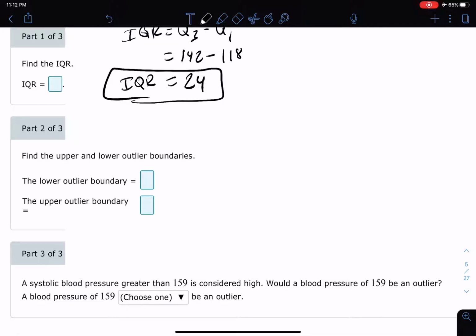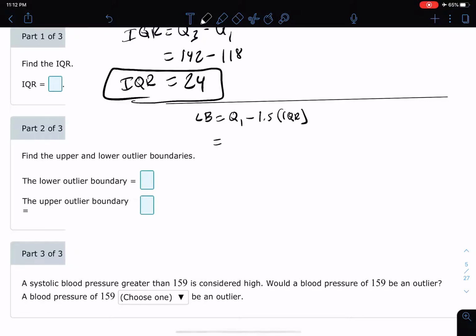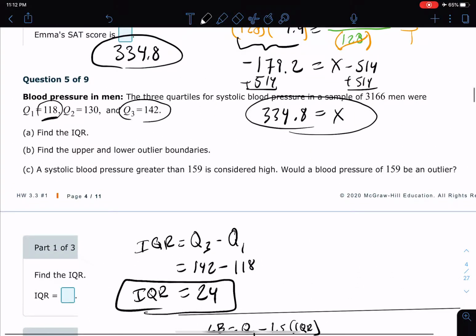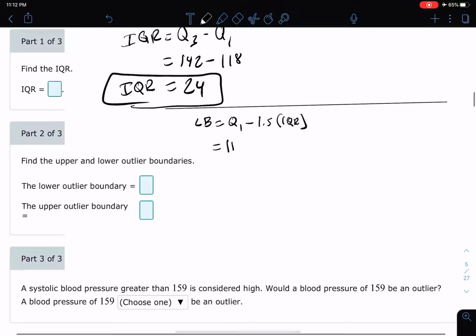So find the upper and lower outliers. Okay, so remember how to do that. Just as a little note for us, the lower bound, I'm going to call it LW, is just going to be Q1 minus 1.5 times the IQR. So the lower bound is going to be Q1. What was Q1 again? There it is, 118 minus 1.5 times the IQR, and the IQR is right in front of us, 24.